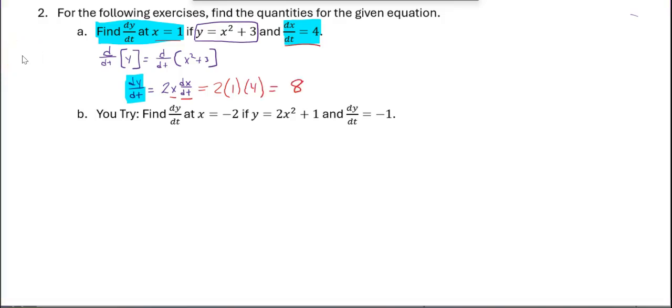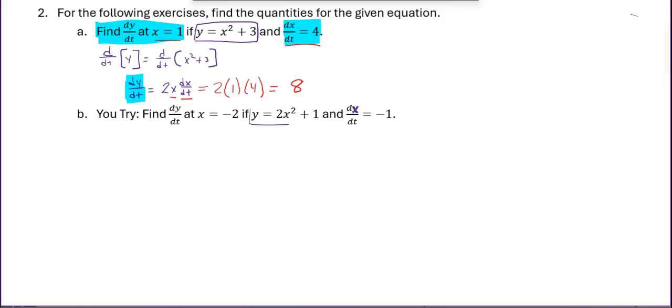Okay, I want to give you a chance to practice yourself, but before you pause the video, I do have a typo. Please fix that on the right hand side. This should say dx/dt equals -1. Otherwise, you won't be able to finish that problem. Okay, go ahead and pause the video and try it.